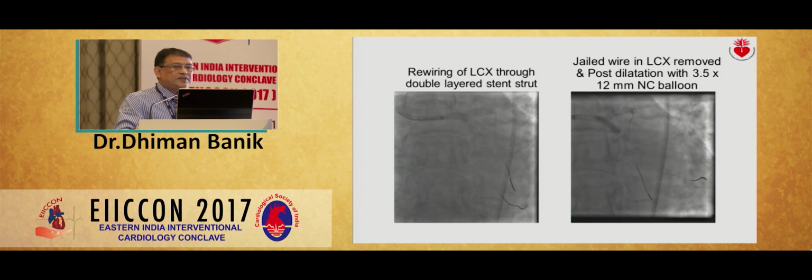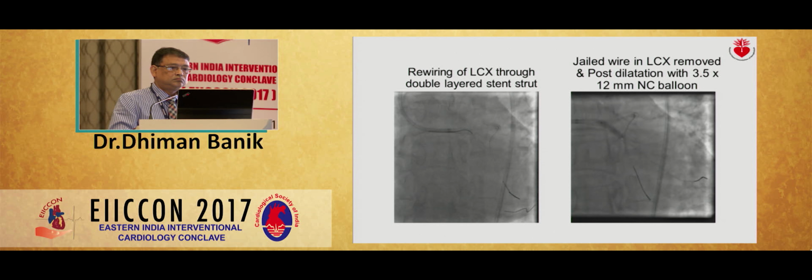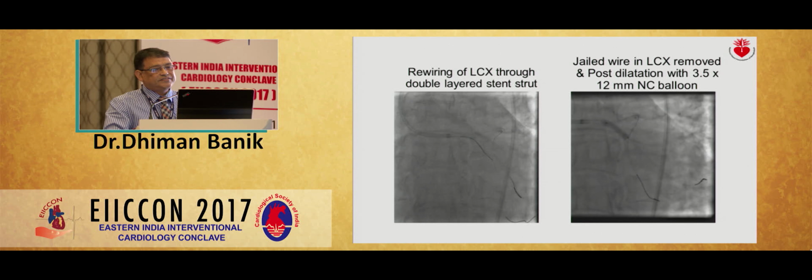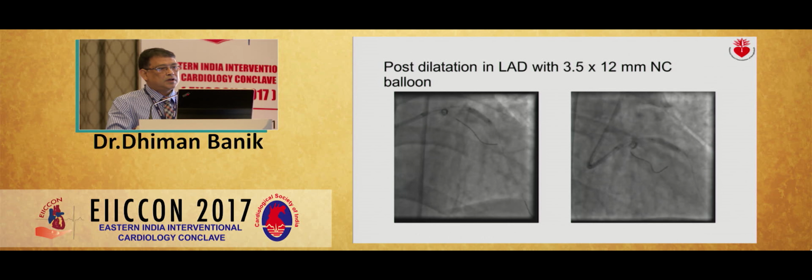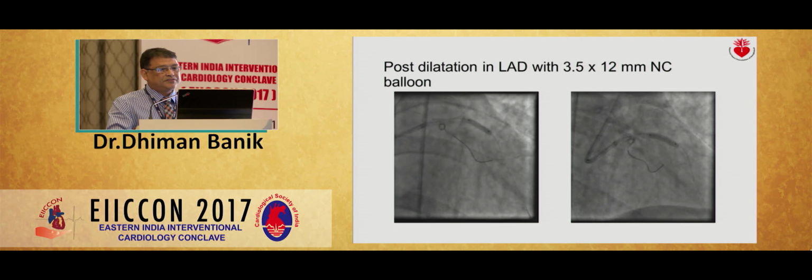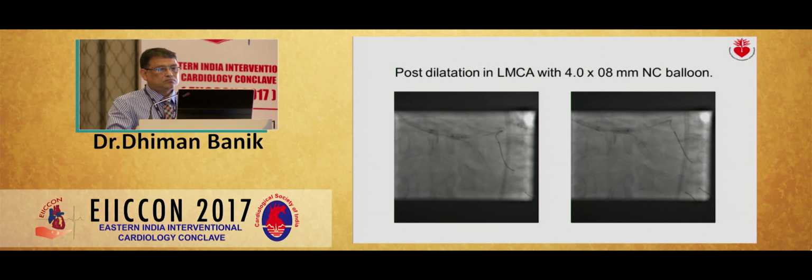Then I rewired the LCX through the stent strut, the double layer stent strut. Then the jailed wire in the LCX is removed and it is post dilated with a 3.5 by 12 NC balloon. I post dilated the LAD with the 3.5 by 12 NC balloon. I post dilated the left main with the 4 by 8 NC balloon. I did a POT in the left main with a 4 millimeter NC balloon.